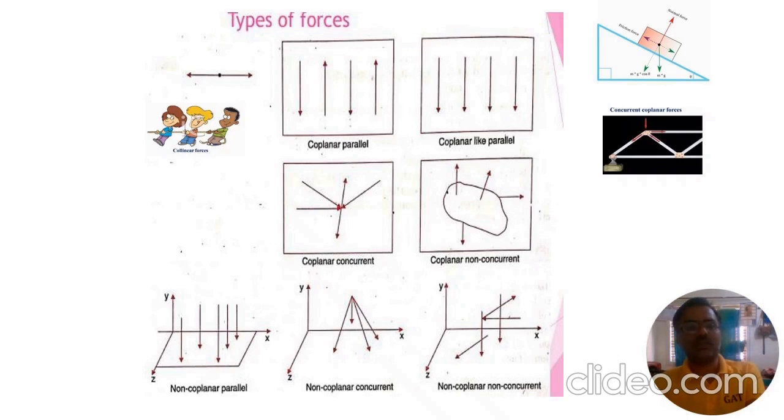You can see collinear forces, like three kids pulling a rope, then coplanar parallel, coplanar concurrent. You can see the forces meeting at a point or originating from a point, diverging from a point in a single plane. We call it a coplanar concurrent force. Non-coplanar parallel, non-coplanar concurrent, non-coplanar non-concurrent, varieties of forces you will see. You can see coplanar concurrent forces on an inclined plane, a wedge application or a truss application on this slide.